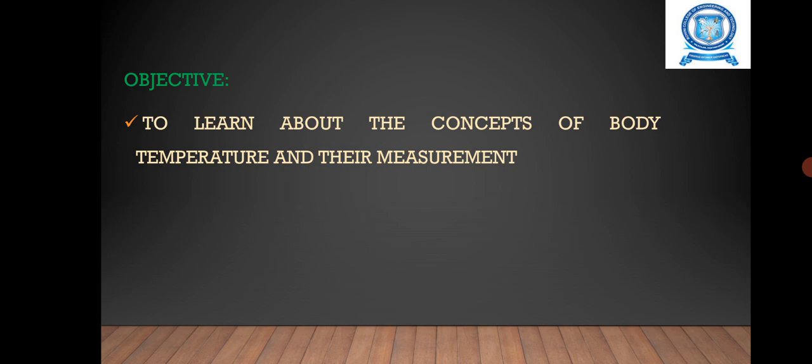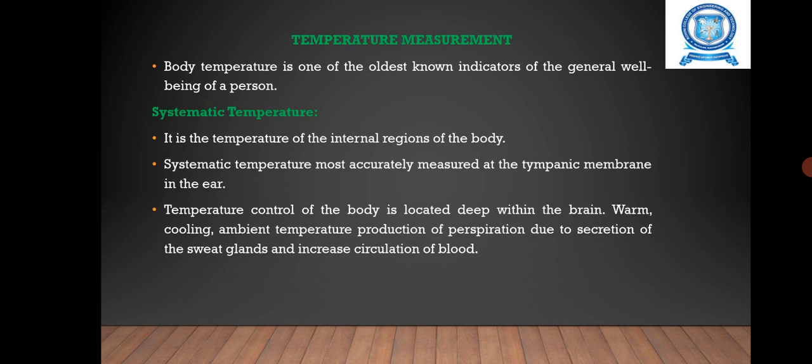Objective: to learn about the concepts of body temperature and their measurement. Temperature measurement: body temperature is one of the oldest known indicators of the general well-being of a person. Here, we have two basic types of temperature measurement: systemic temperature measurement and skin surface measurement.